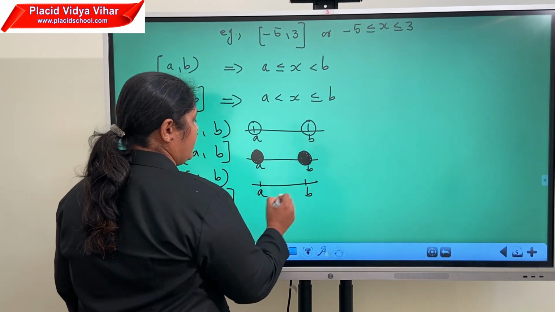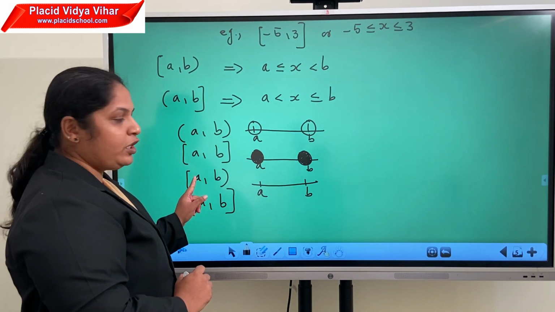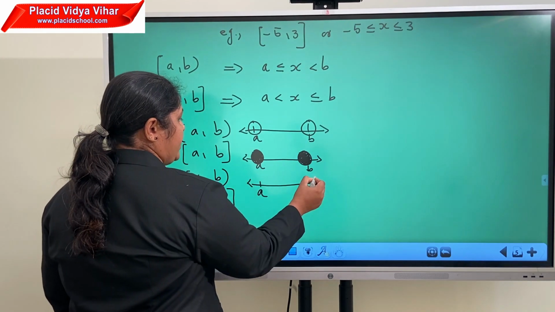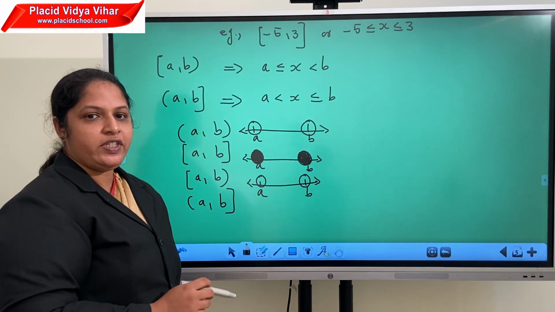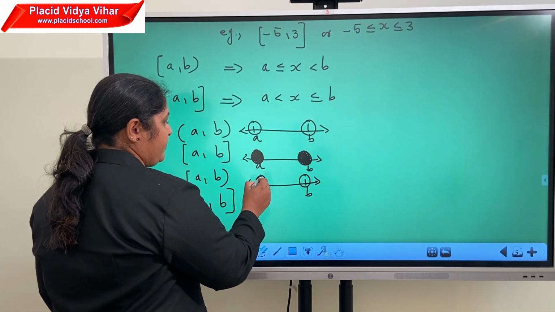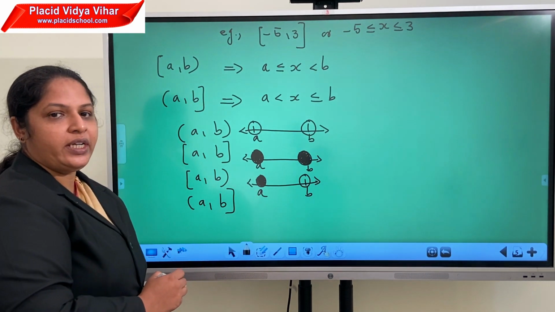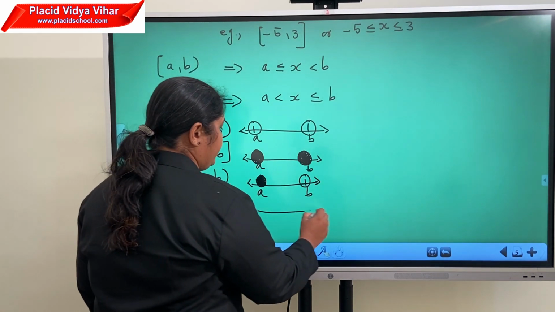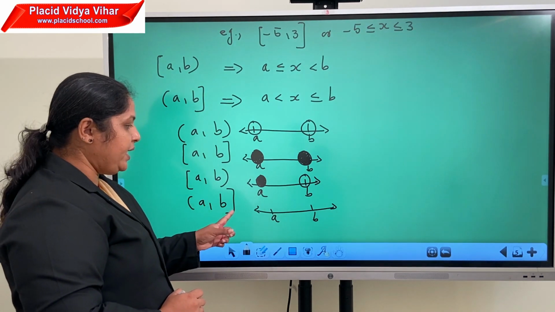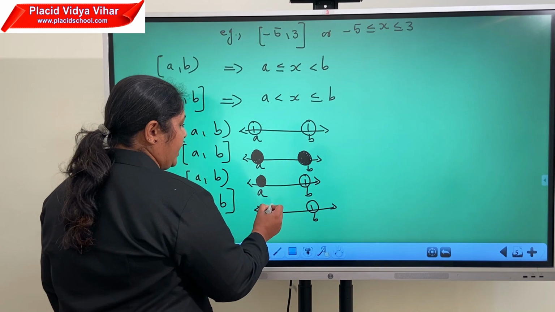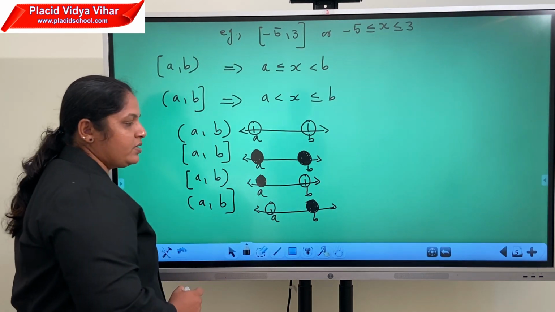So how can we represent this one? A and B. This is the number line. A is closed and B is open. A is closed means the point A should be shaded, which means A is included in the interval. B is open, so you can leave it as a plain circle. And the last one, A and B, here A is open and B is closed. That means B is included, A is not included. So this is left as a plain circle and this is a shaded circle.